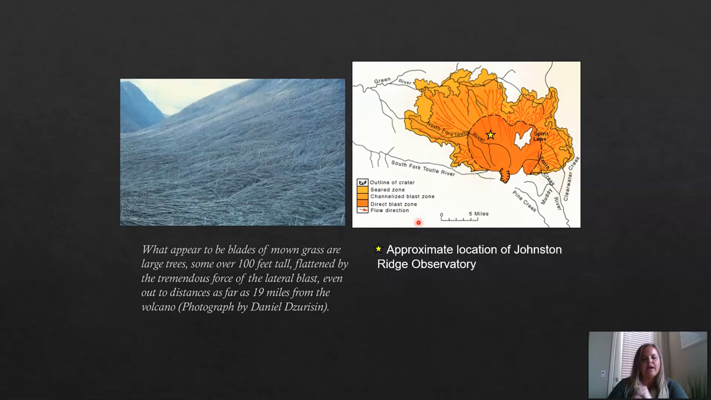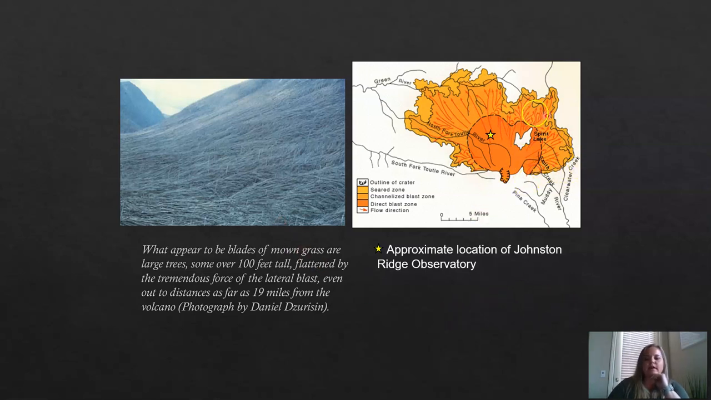In that lateral blast, it blew over hundreds of trees. All of these in here are trees that have been blown over. They're up to 100 feet tall. The lateral blast took all of these out, and it just basically looks like grass at this point. But these are all trees that were knocked over from the blast.